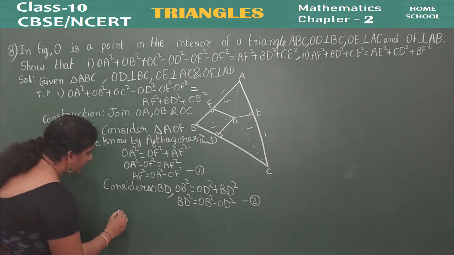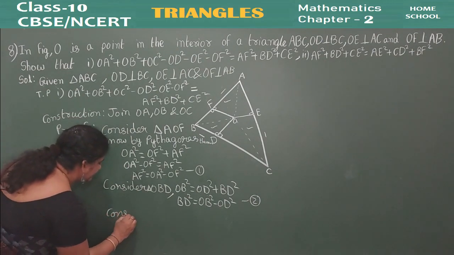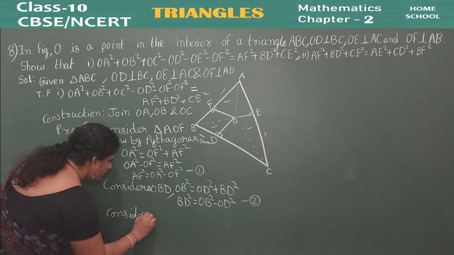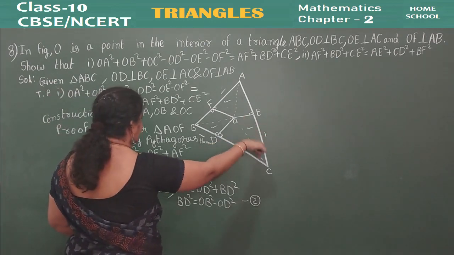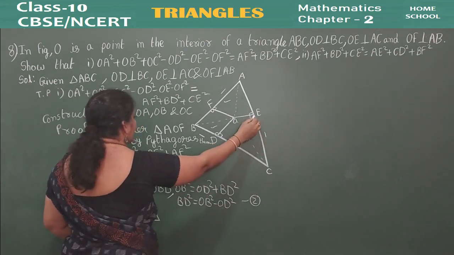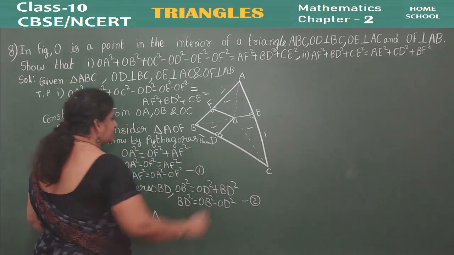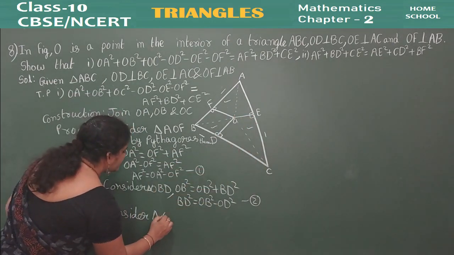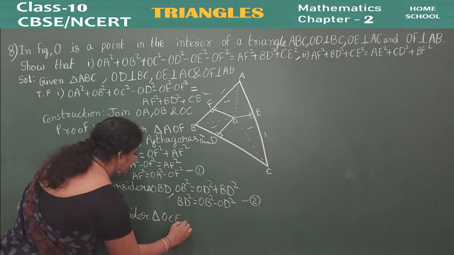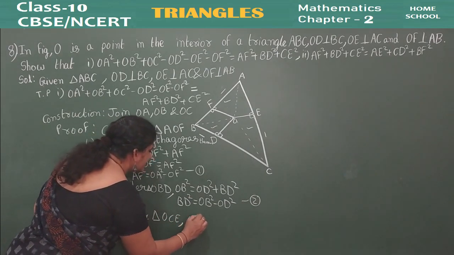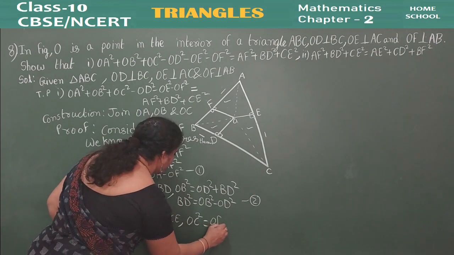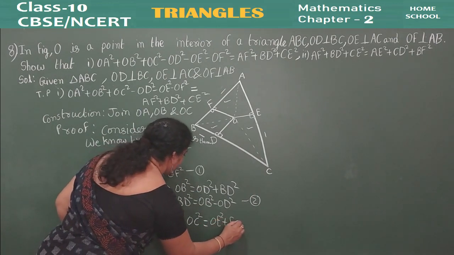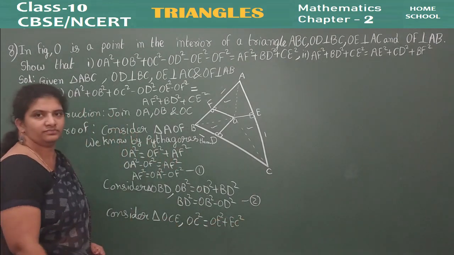Coming to your third one, consider another triangle. What is another triangle? CE triangle, where it is right angled at E. So the hypotenuse is OC. So consider triangle OCE. Apply the Pythagoras statement: OC square is equal to OE square plus EC square. Okay.